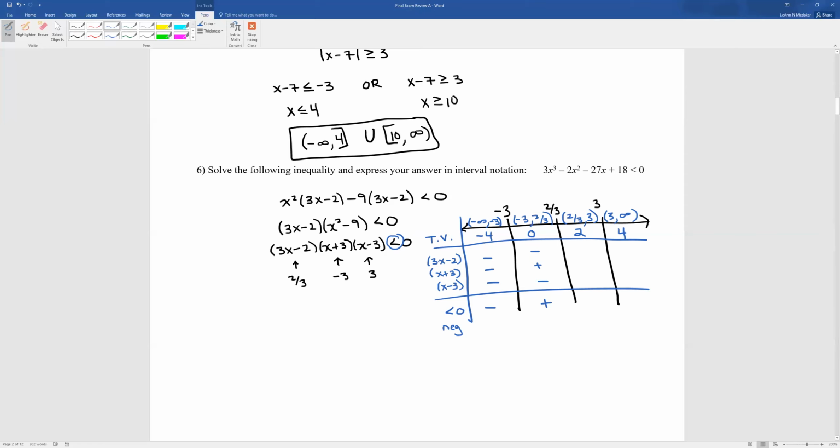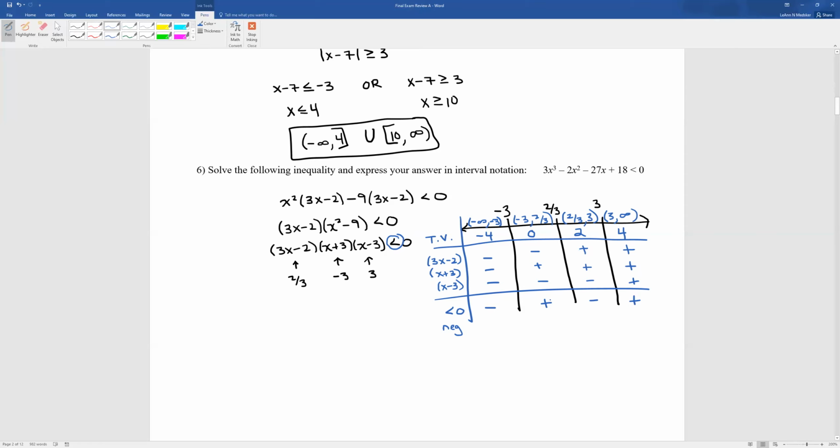And then we plug in 2, so that'd be 6 minus 2, so that's a positive. 2 plus 3 is a positive. 2 minus 3 is a negative. One negative overall multiplies to a negative. And then if you plug in 4, all three of them come out positive, which means that region is overall going to multiply to a positive.